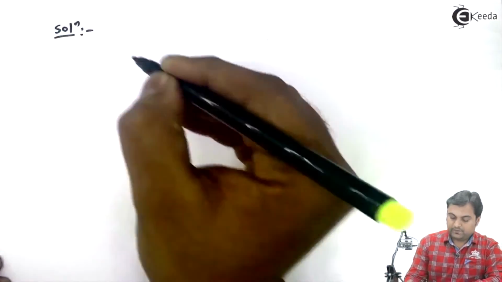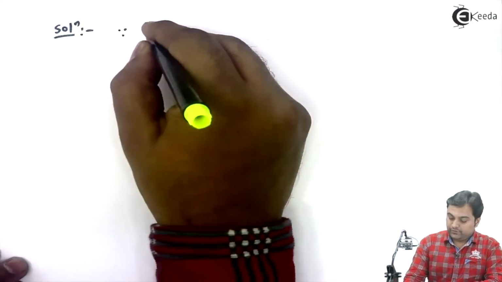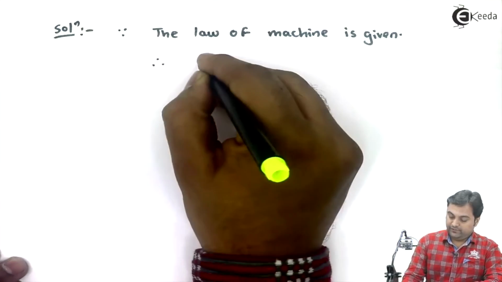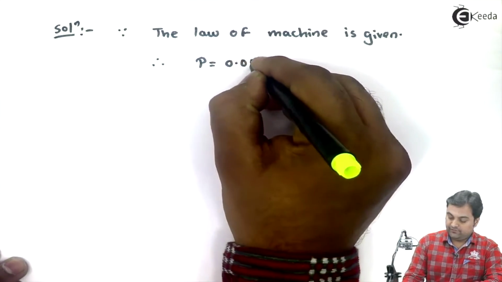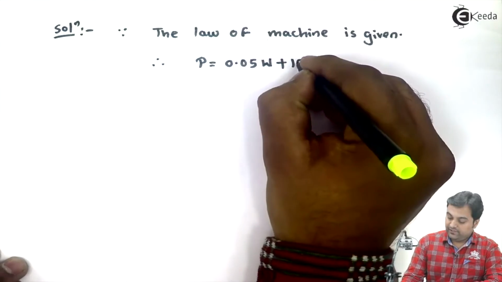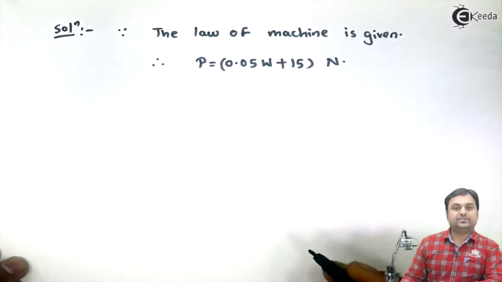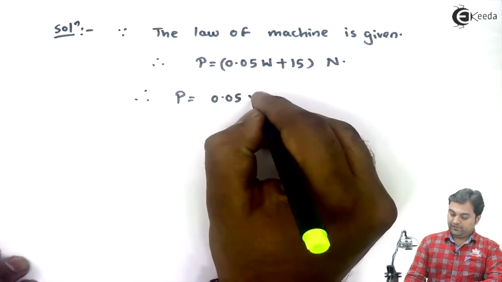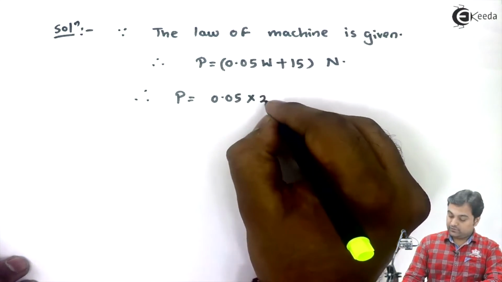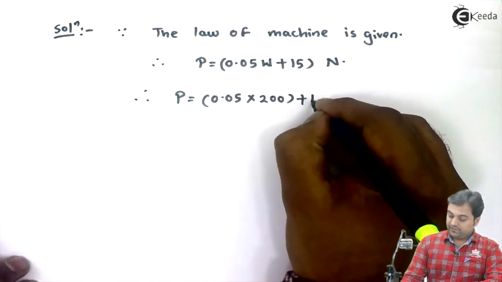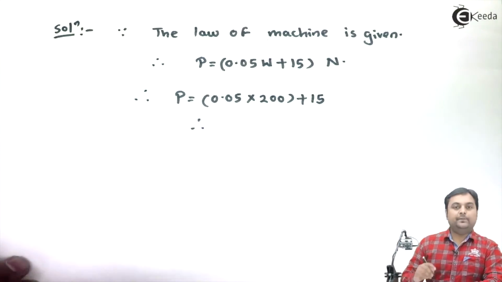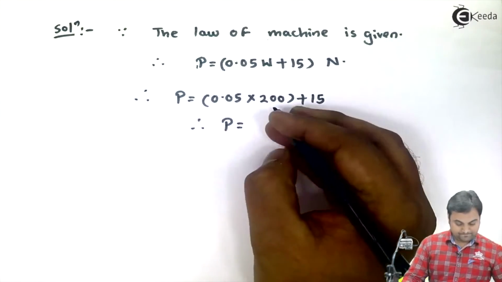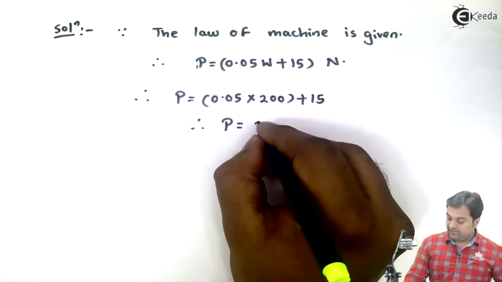Solution. I'll write here, since the law of machine is given, therefore I'll use the formula P is equal to 0.05 W plus 15 Newton, because law of machine is given to us. Now therefore P will be equal to 0.05 into W value. It is given as 200, plus 15. So from this law of machine, I am able to calculate effort as load is given. So the value of effort is 25 Newton.